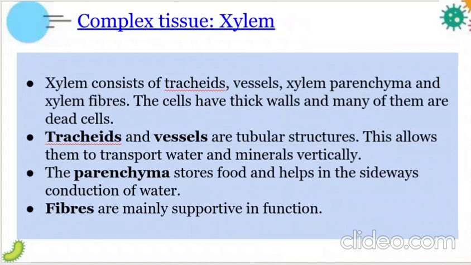Now, xylem consists of a few parts: tracheids, xylem vessels, xylem fibers, and parenchyma. The tracheids and vessels are long tube-like structures that allow water and minerals to go vertically. So water and mineral transportation is done by the tracheids and vessels.